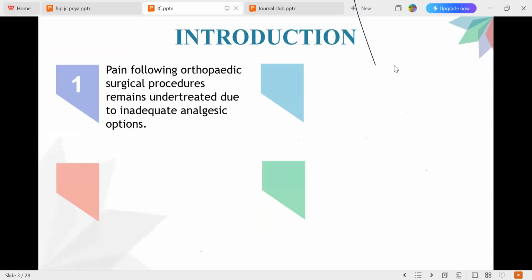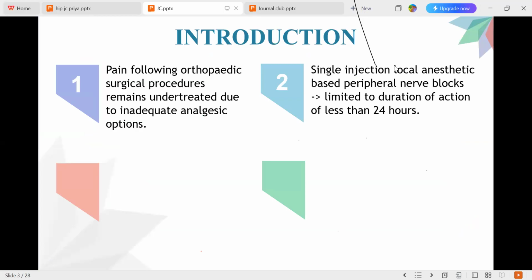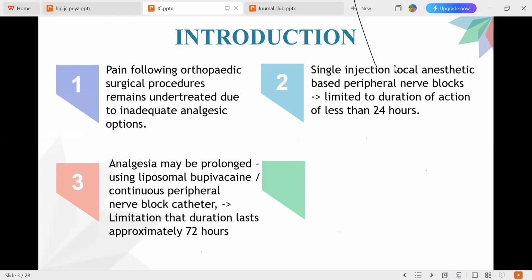Pain following orthopedic surgical procedures remains underrated due to inadequate analgesic options. Single injection local anesthetic based peripheral nerve blocks have a limited duration of action of less than 24 hours, whereas the options of prolonging analgesia, like liposomal bupivacaine or a continuous peripheral nerve block catheter, again have a limitation that the duration lasts only approximately 72 hours.